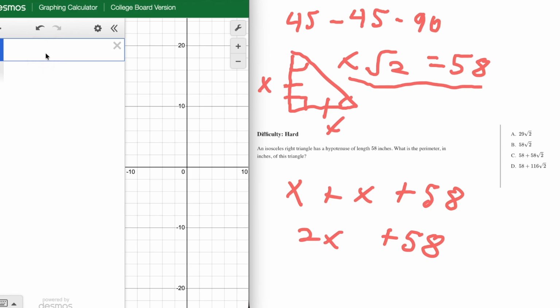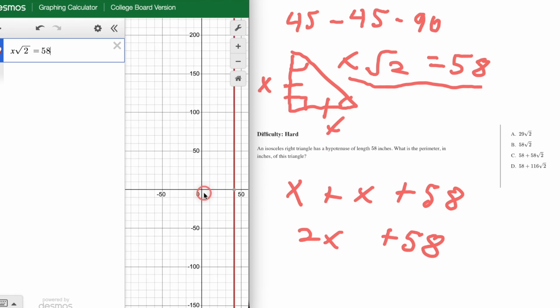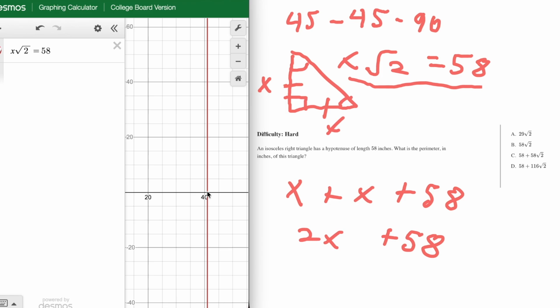First, I'll plug in x square root of 2 equals 58. This gives me the answer. I zoom out, hover over it, and see that it's 41.01219. So this is one way to solve for it. Another way, which is actually much easier, is to do something called a regression. Regression basically has Desmos solve the problem for you.